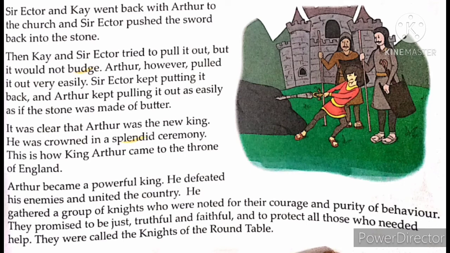Sir Ector and Kay went back with Arthur to the church and Sir Ector pushed the sword back into the stone. Then they went back to the church जहाँ वो sword रखी हुई थी and Sir Ector ने क्या किया, फिर से उस sword को वहाँ put कर दिया उस stone में. Then Kay and Sir Ector tried to pull it out, but it would not budge. Arthur, however, pulled it out very easily.